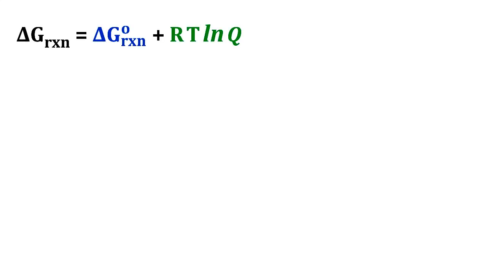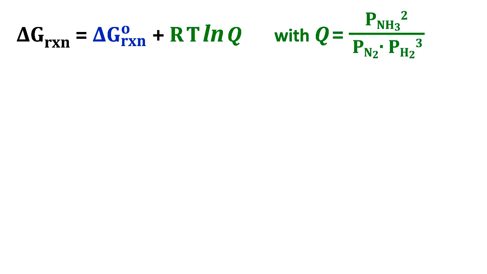Okay, so here's our equation for calculating for this reaction. Delta G of reaction under not standard conditions is delta G naught for the reaction, standard conditions delta G, plus RT ln of Q, and ln for natural log, of course. And Q has the form of the equilibrium constant, but not necessarily with the equilibrium values. So Q for this reaction will be the pressure of NH3 squared over the pressure of N2 times the pressure of H2 cubed. So let's plug in our values.